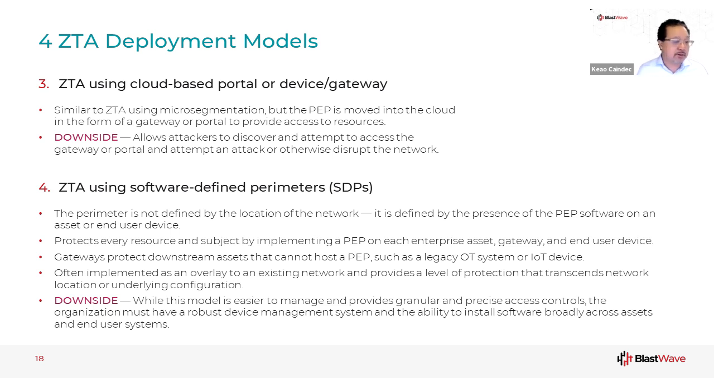So in this model, the perimeter is not defined by the location of the network. It's defined by the presence of PEP software really on an asset or end user device. You're protecting every resource and subject with a PEP on every asset or gateway. The gateway is protecting downstream assets, typically only in situations where you can't put a PEP on a host, such as protecting legacy OT systems, some IoT devices. And then it's often implemented as an overlay.